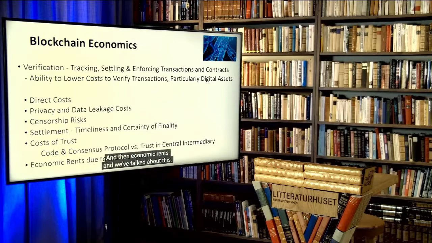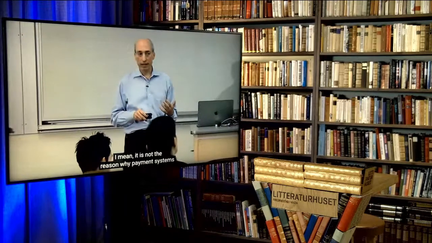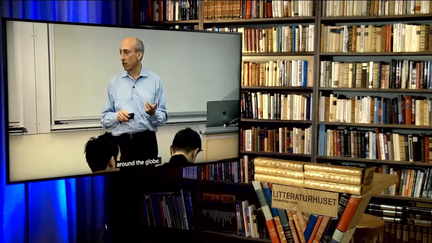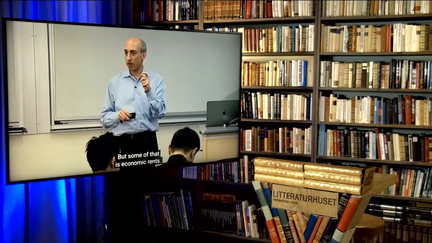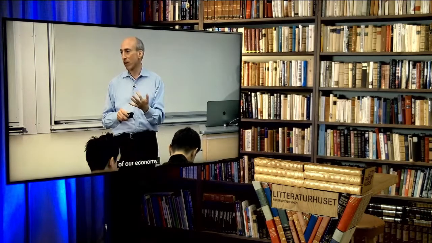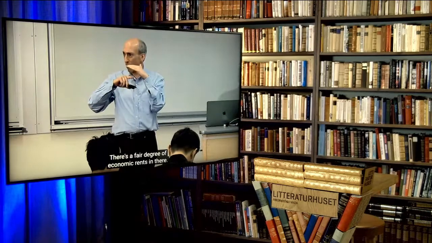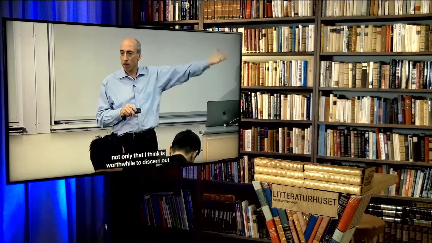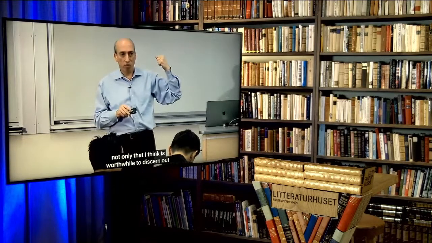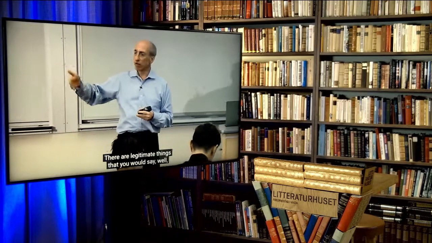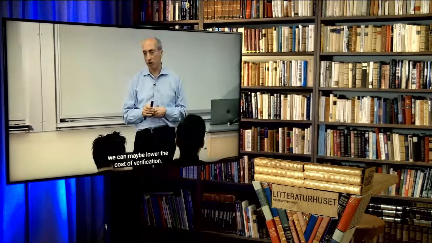And then economic rents, and we've talked about this. It is not the reason why payment systems cost 0.5% to 1% of GDP around the globe, but some of that is economic rents. And the financial sector in the U.S. is $1.5 trillion or 7.5% of our economy. There's a fair degree of economic rents in there. So these are kind of the 6 or 7 things that I think are worthwhile to discern out of Christian Cannellini's paper, but it's also to Paul Krugman. There are legitimate things that you would say, well, we can maybe lower the cost of verification.